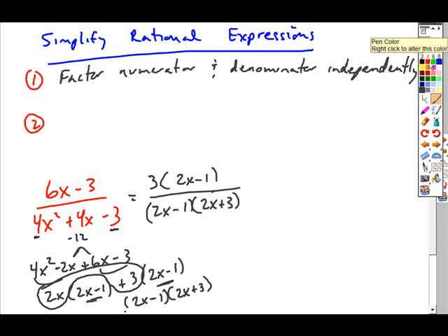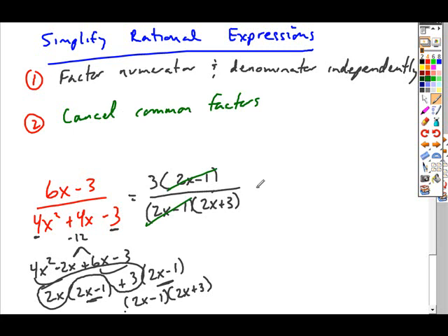Okay, once you perform those steps, you factor completely. What you can then do is cancel any common factors. Okay, and so canceling common factors here, the 2x minus 1's cancel, and we're left with the reduced form of 3 over 2x plus 3. This section differs from what you're probably used to.